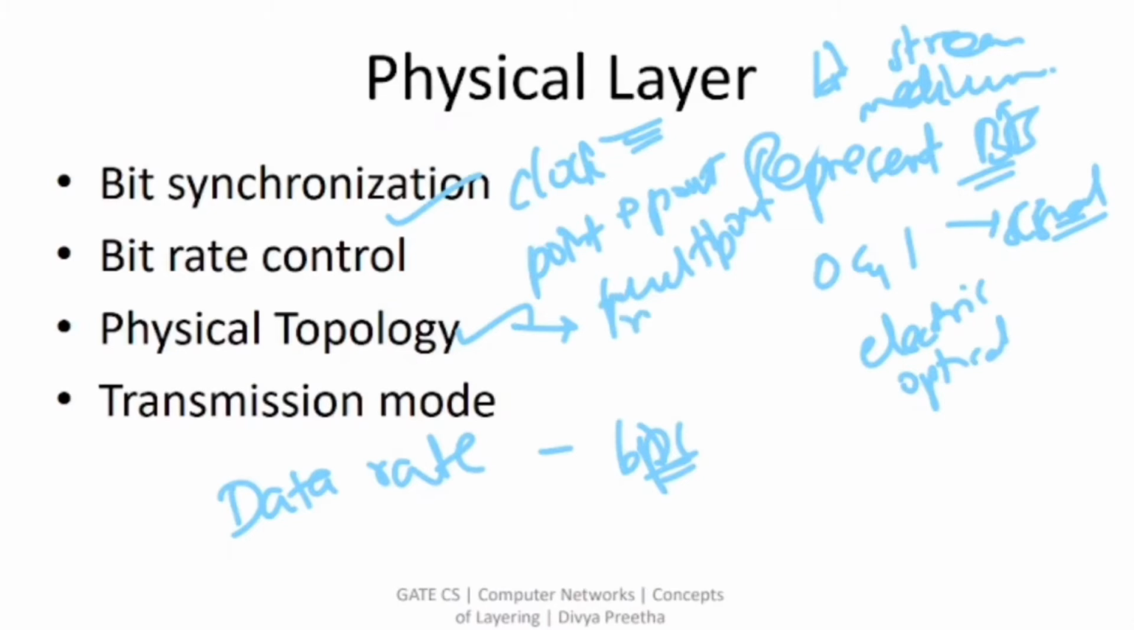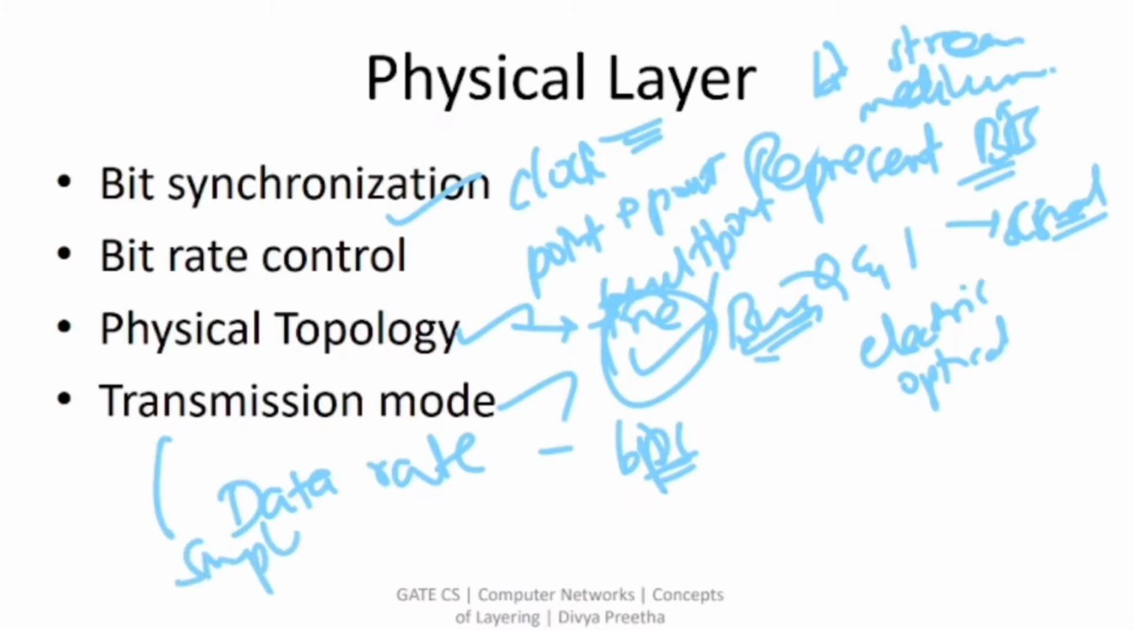Then talking about topology, this defines how the devices are connected in order to make a network. Here we can use either tree topology or bus topology. Bus topology is more common for a simple network, and for a larger network we use tree topology. And about the transmission mode, it defines the direction of transmission. This can be simplex, half duplex, or full duplex.